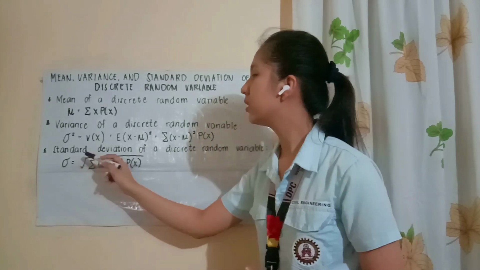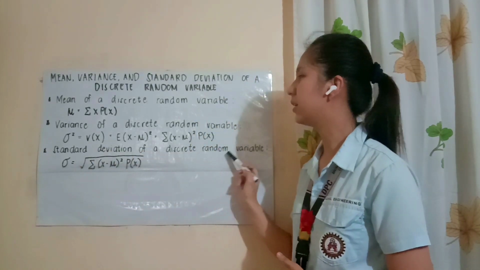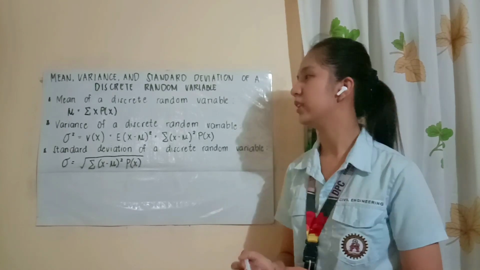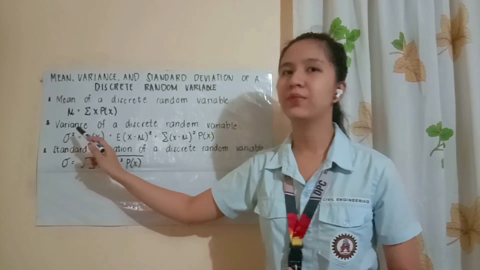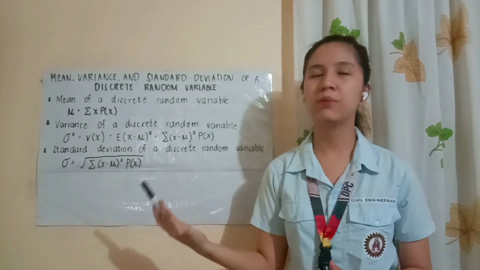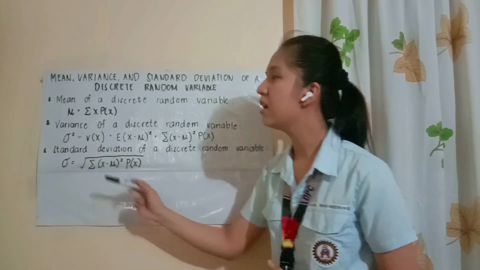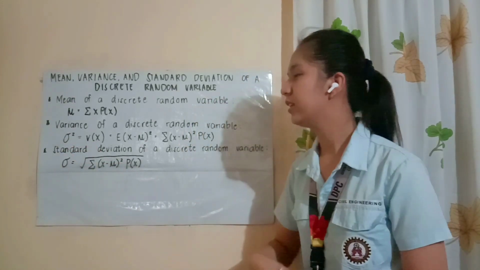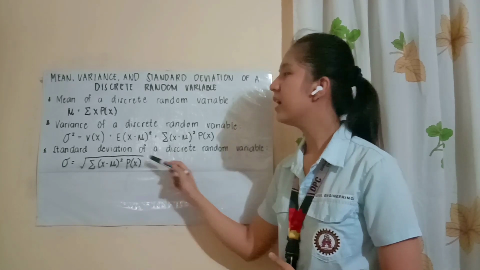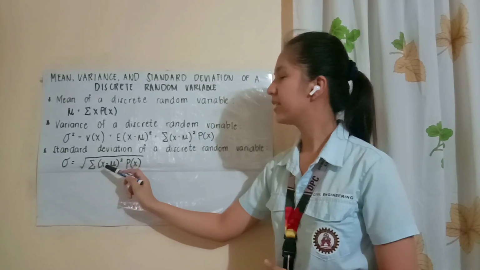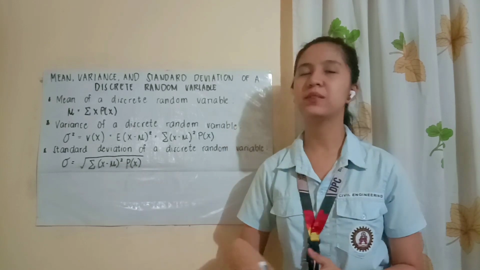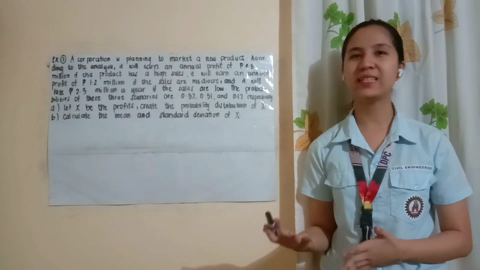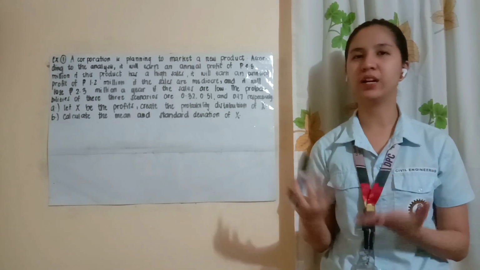So next we have the standard deviation of a discrete random variable. The standard deviation measures the spread of its distribution. And in the variance, we have sigma squared. Standard deviation is denoted by the symbol sigma, or simply the square root of the variance. In formula, it is the square root of the summation of (x minus mu) quantity squared times p of x.